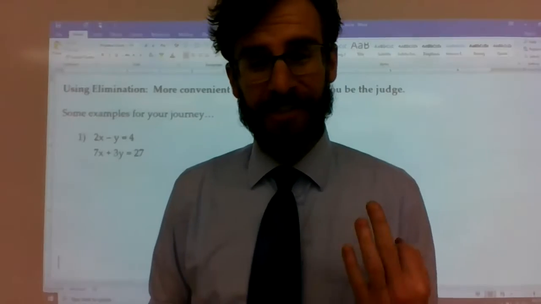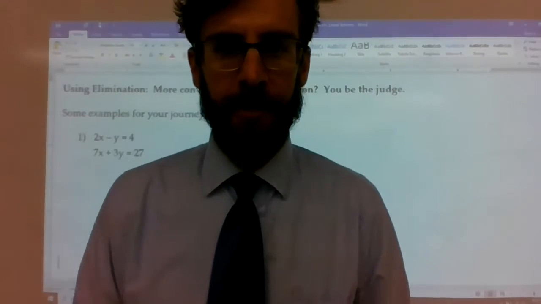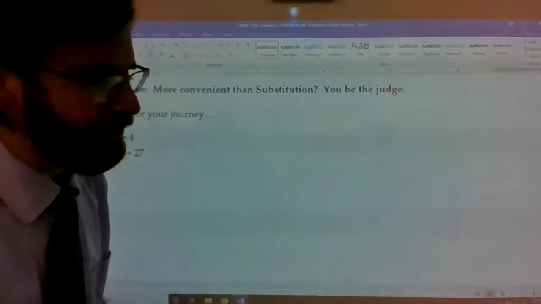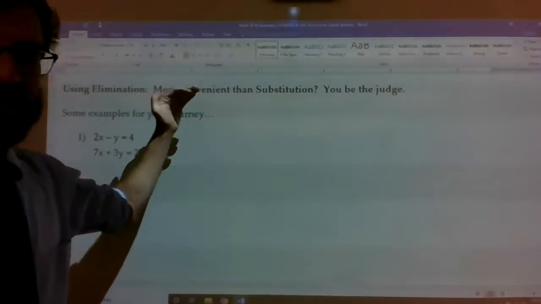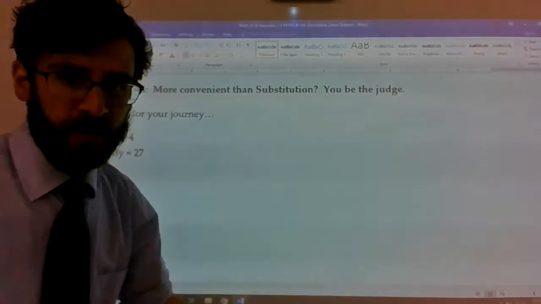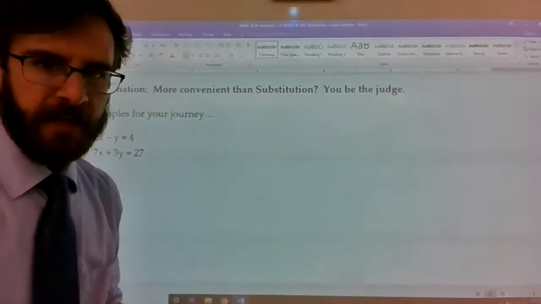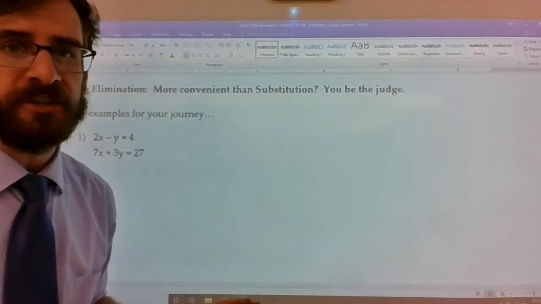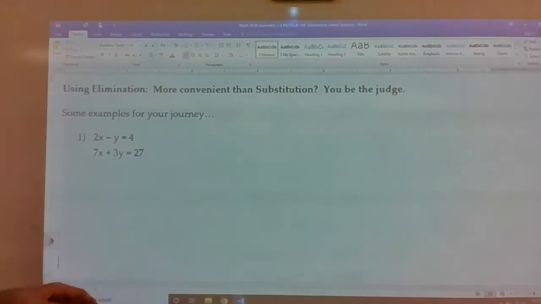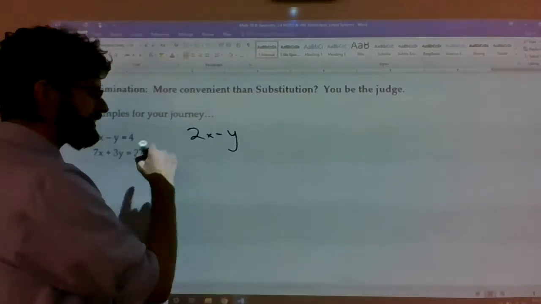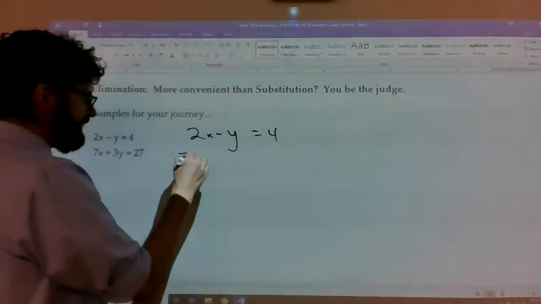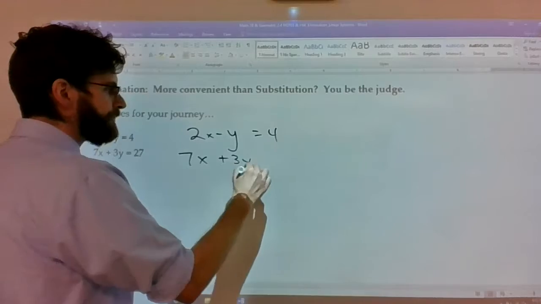All right, guys, I got 3 examples for solving systems with elimination for you. So let's get started. Now, I'm not going to be the judge about whether or not this is a more convenient method. What I'm here to do is expose you to it, give you some practice, and then you can be the judge. So on the first one, I've got 2x minus y equals 4, and 7x plus 3y equals 27.